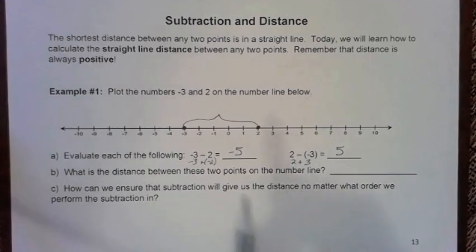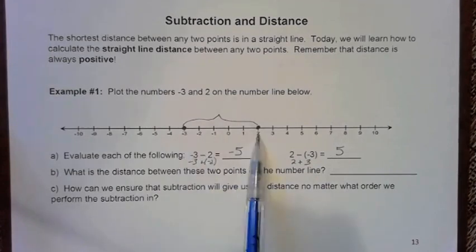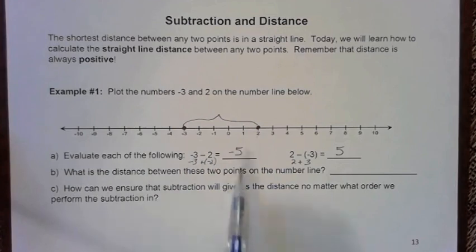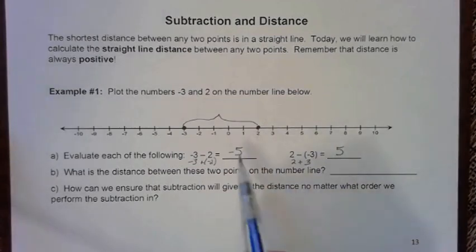All right, so in each of these examples, I used the values of the numbers that I plotted and I subtracted them. -3 minus 2, 2 minus -3. And notice that I don't get the same answer because subtraction isn't a commutative operation, but I do get two answers that are opposites from each other.